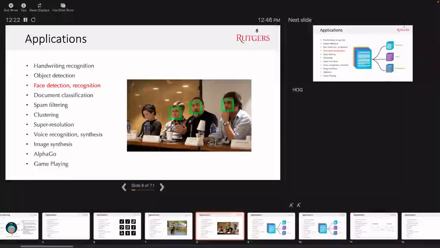And face recognition is also important. Sometimes it can be used as part of a security system. It can try to see if you're the person who has access to this building. If so, then you can go in. Right? Okay.